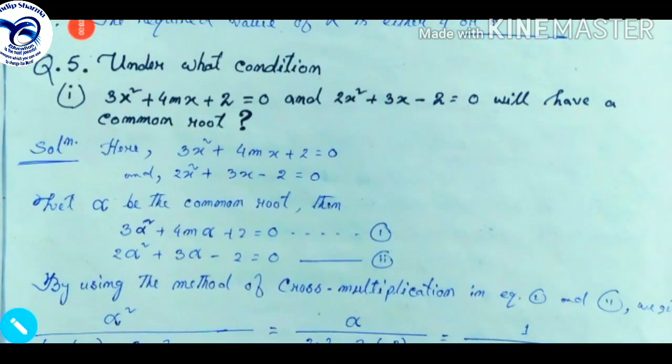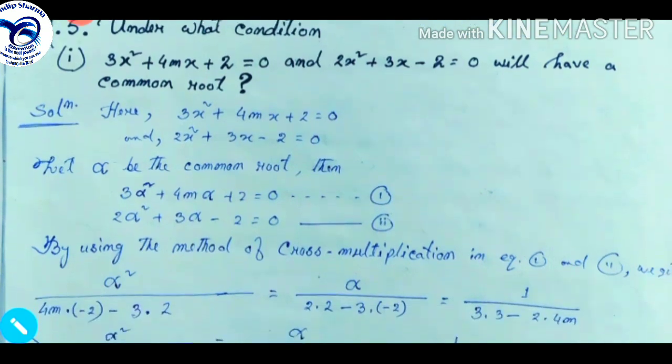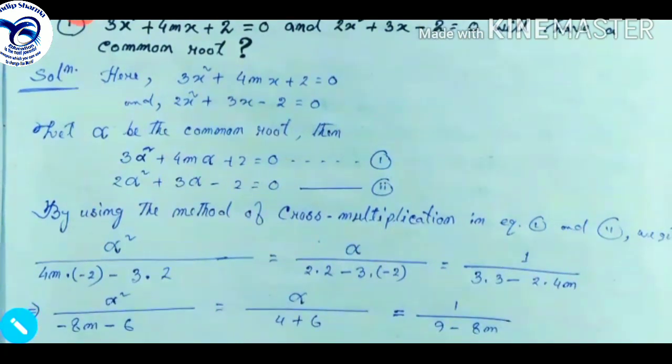Question number 5. Under what condition will 3x square plus 4mx plus 2 is equal to 0, and another equation given, 2x square plus 3x minus 2 is equal to 0, have a common root? So like our question number 4, we need to apply the cross multiplication method here also. So we are considering this one, alpha will be the common root. Let alpha be the common root.